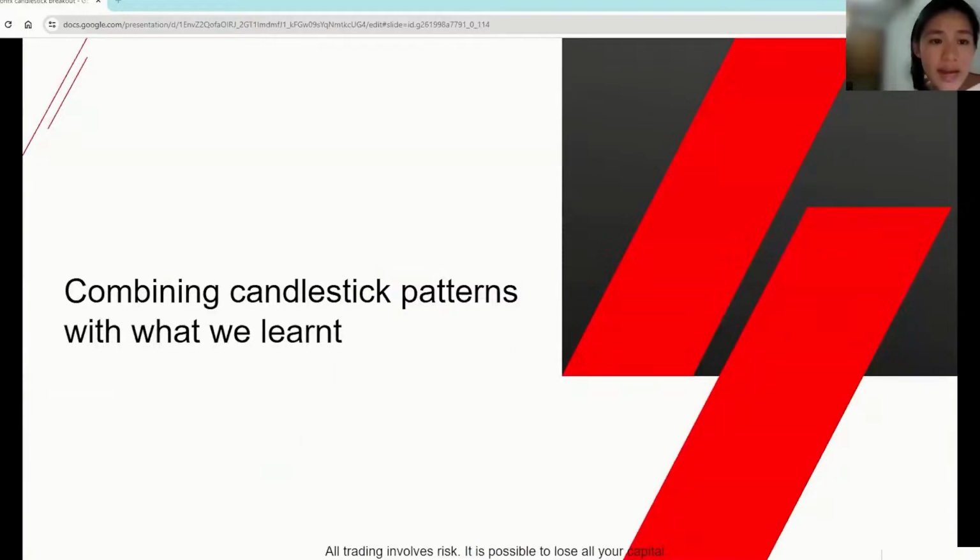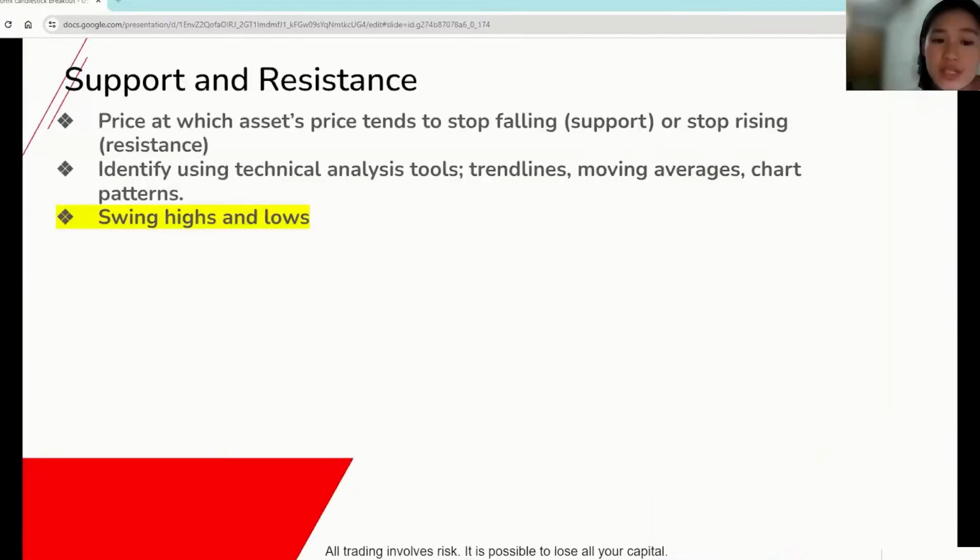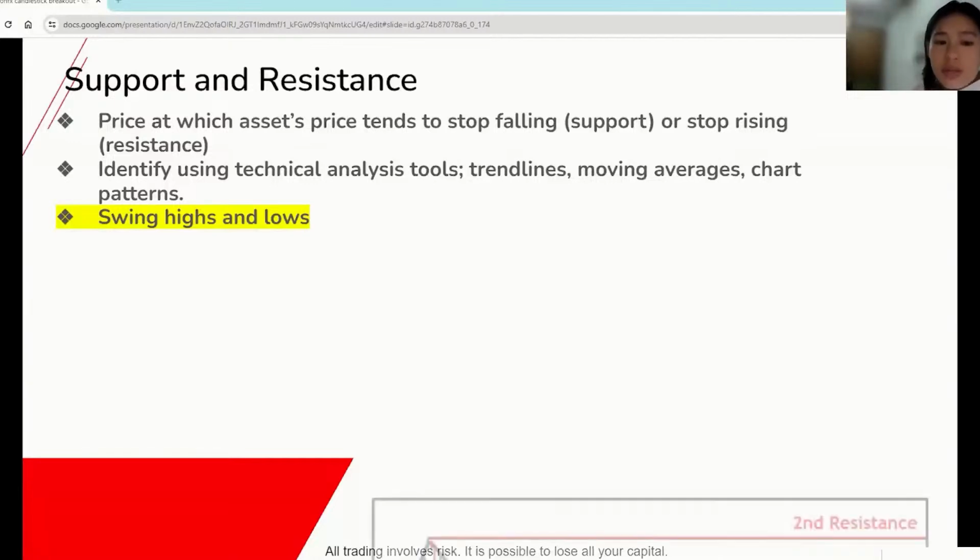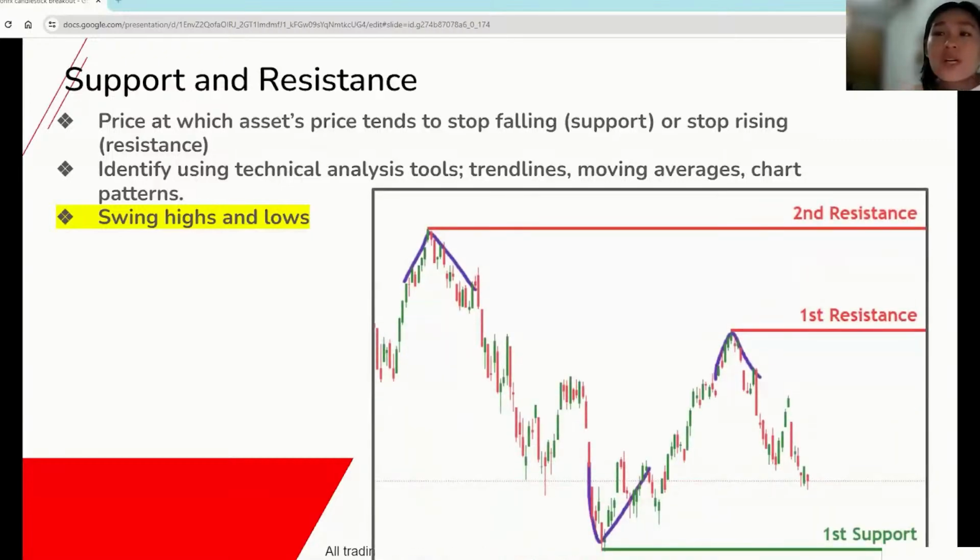Okay, so now let's look at combining candlestick patterns with what we already know. We're gonna start off with support and resistance since this is basically the foundation of everything. I did briefly talk about your overlap resistance levels earlier, but basically what we want to talk about is being able to spot significant swing highs and lows.